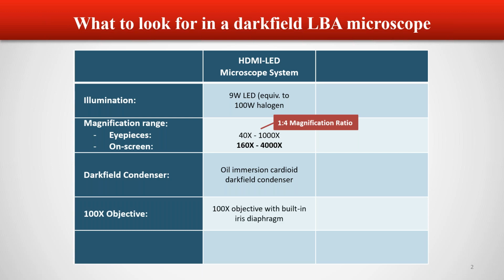Okay, and then the 100 times objective. The 100 times objective that this microscope is equipped with has a built-in iris diaphragm. This is to control and regulate the amount of light going through the objective. Most standard objectives don't have this iris diaphragm, and you're not able to adjust the amount of light going through the objective, and that then makes it nearly impossible to see anything in dark field with the 100 times objective.